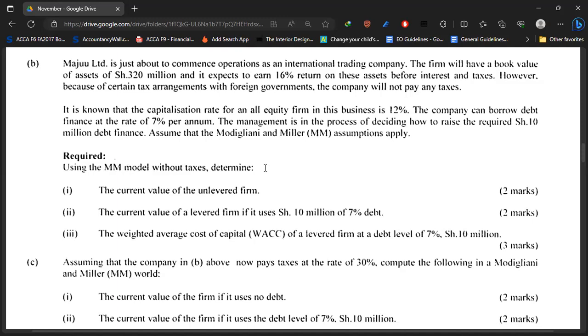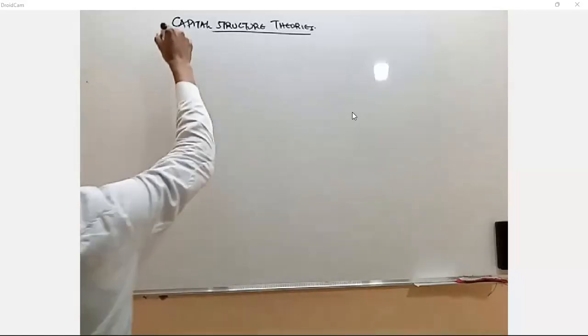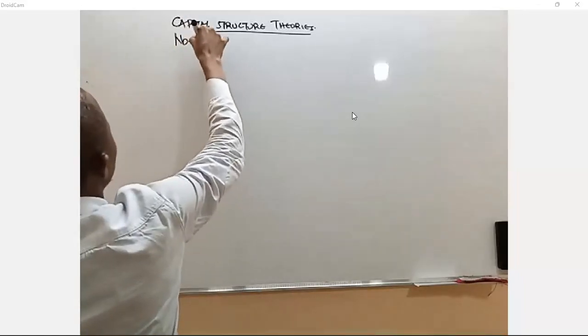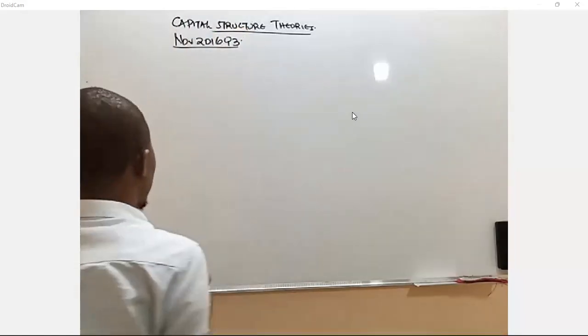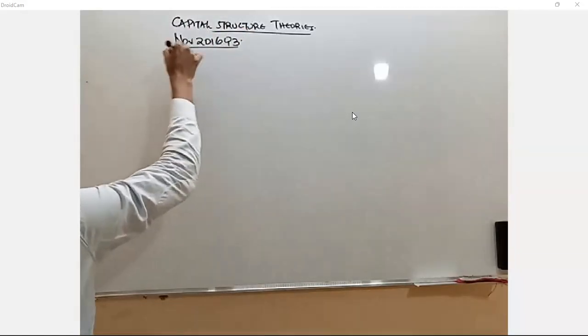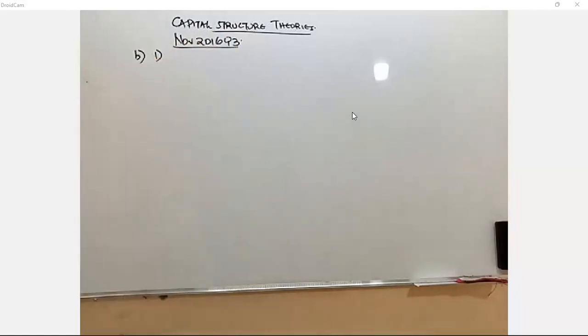And in that regard, when I'm calculating these requirements, this is what I'm supposed to be doing here. We are doing November 2016 question 3. So I will start with B. Requirement number 1. I'm told to calculate for the unlevered firm.